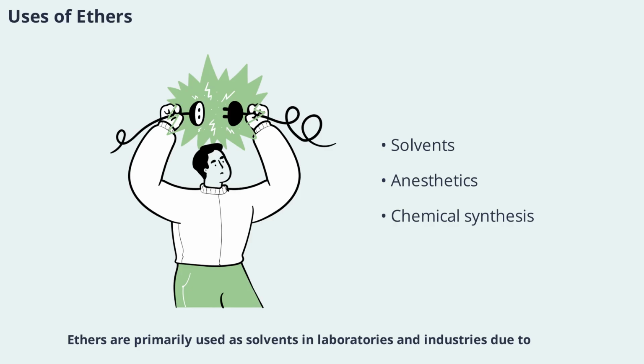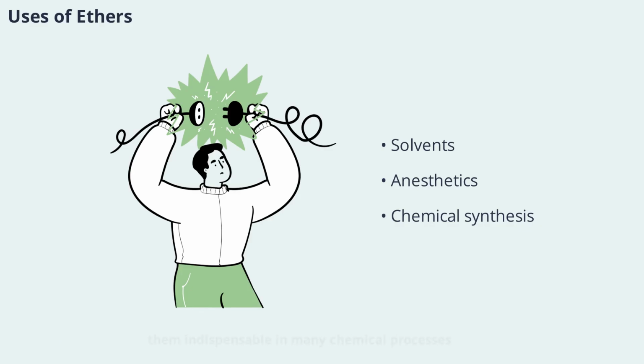Ethers are primarily used as solvents in laboratories and industries due to their low reactivity and ability to dissolve a wide range of substances. Diethyl ether was once used as a general anesthetic. Ethers also serve as starting materials in the synthesis of other chemicals and are important in the production of fuels and pharmaceuticals. Their stability and versatility make them indispensable in many chemical processes.